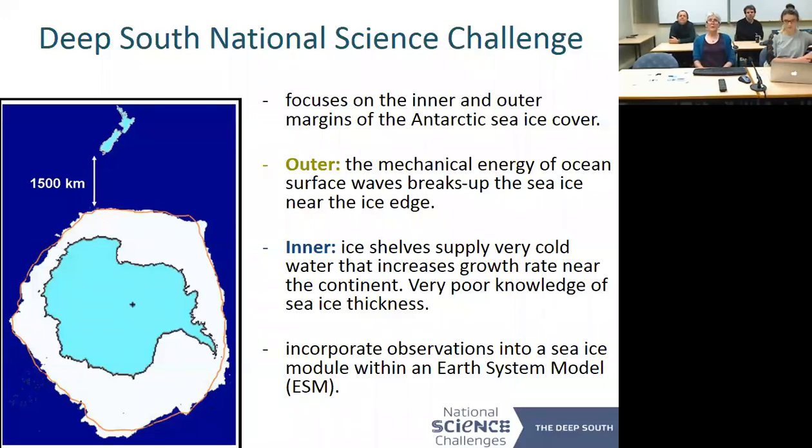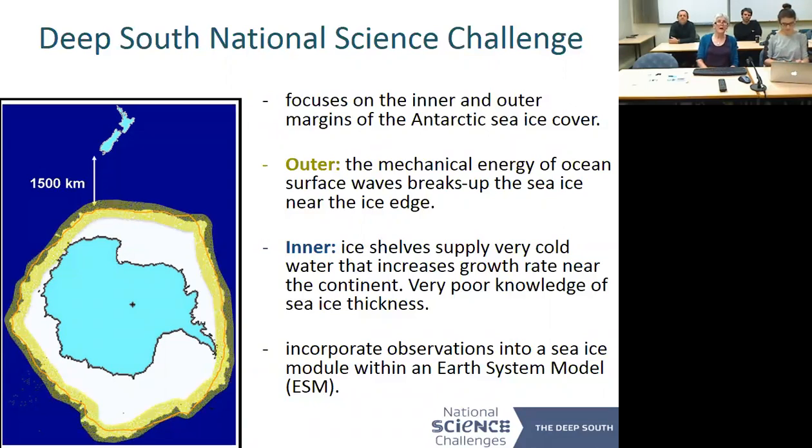So here's a broad overview of what the sea ice bit of the Deep South National Science Challenge is looking at. We're looking at the outer margins, which I'm highlighting in yellow there. And particularly, we're going to be looking at how that breakup took place.